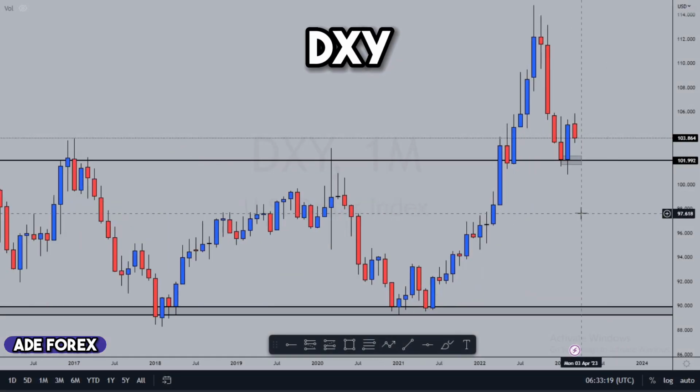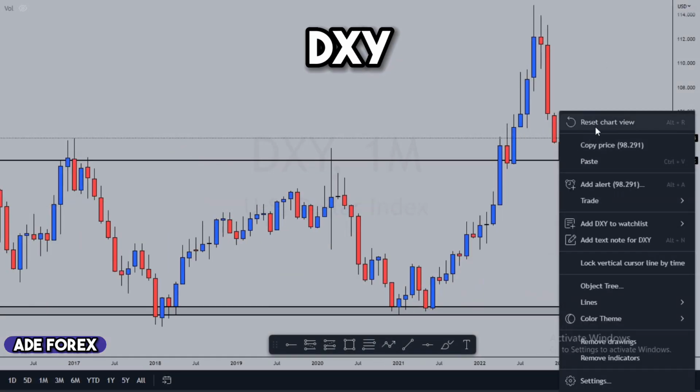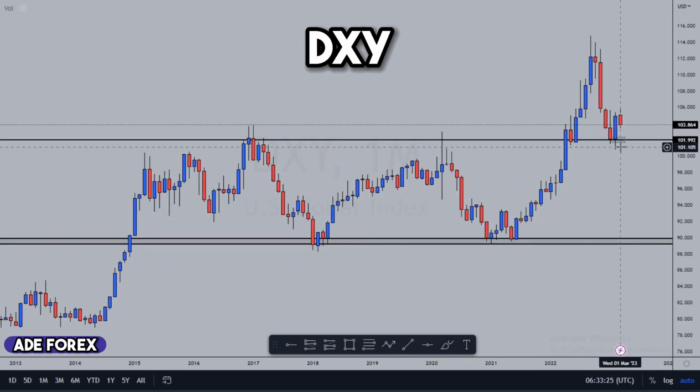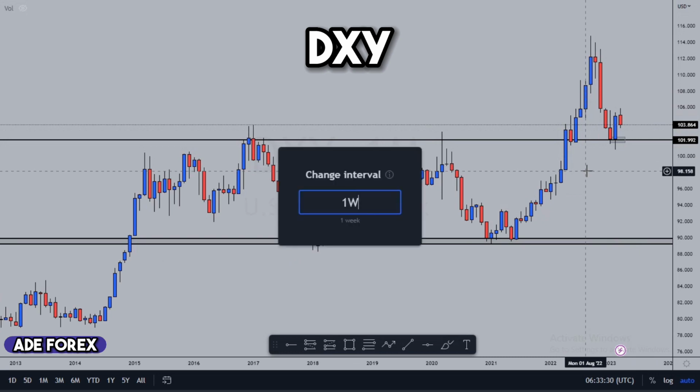All right. So this is DXY on the monthly time frame. As you can see here, we are currently sitting on a major support level. So let's move on to the weekly time frame to see what we have there.